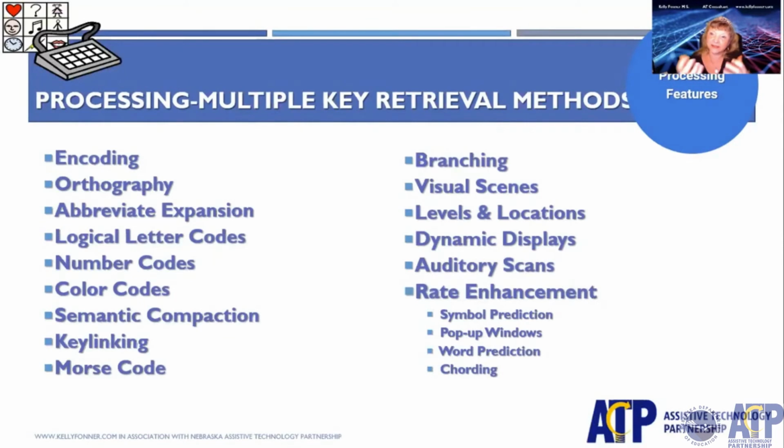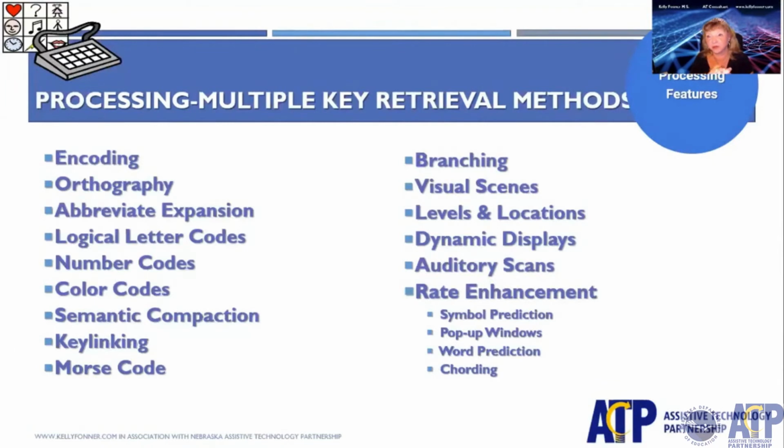These kinds of processing and retrieval methods have lots of different terminology associated with them. Often the terminology of how a structure is put together is unique to a particular AAC company. So what one company might call levels and locations, another company would call dynamic displays. We look at rate enhancement. Some companies do rate enhancements by pop-up windows. Some do rate enhancements through prediction. So we see a variety of these ways that people interact with AAC systems.